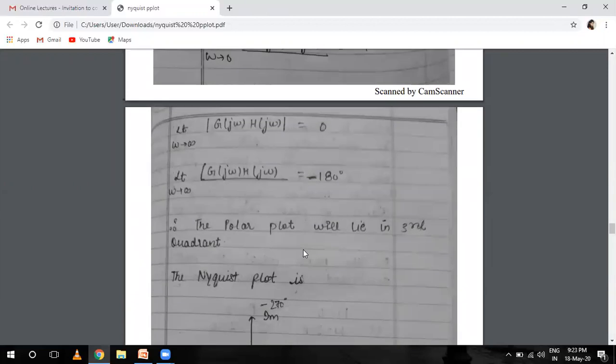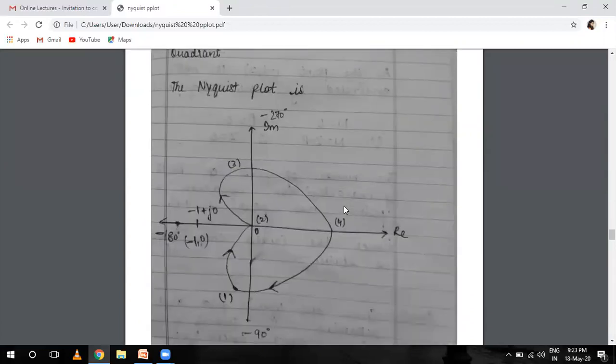Now the polar plot will lie in the third quadrant. अब हमें यहाँ से कैसे पता चला थर्ड क्वाड्रेंट lie कर रहा है? बिकॉज एंगल जो है मेरा -90 से -180 वेरी कर रहा है. देखिए, this is my first quadrant. See the cursor of mouse. This is the second quadrant. This is the third quadrant, and this is the fourth quadrant. -90 to -180 जा रहा है, तो this can be like that. This plot is like that. This one. This is 0 से infinity.